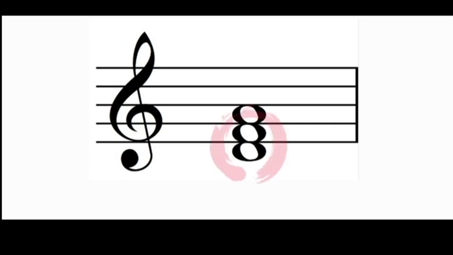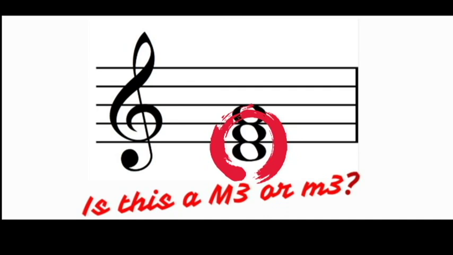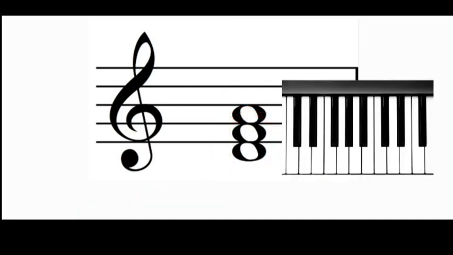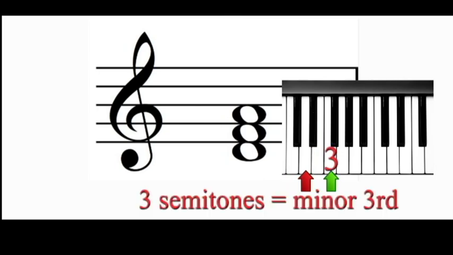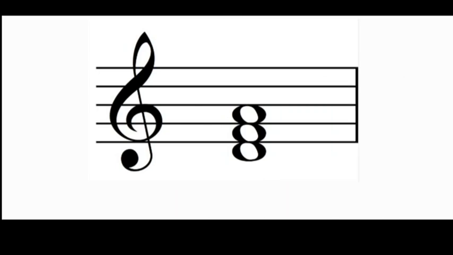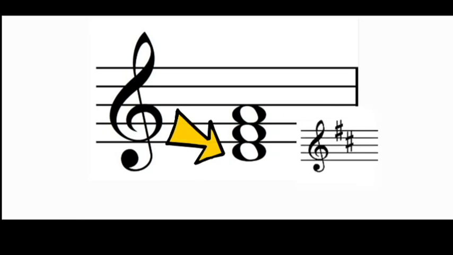So if we look at the lowest two notes, the D to an F, we have to ask ourselves, is this a major third or a minor third? Now you can say, well, I know that D to F is 3 half steps on the piano, thus it's a minor third. Or I can momentarily think in the key of the lowest note.